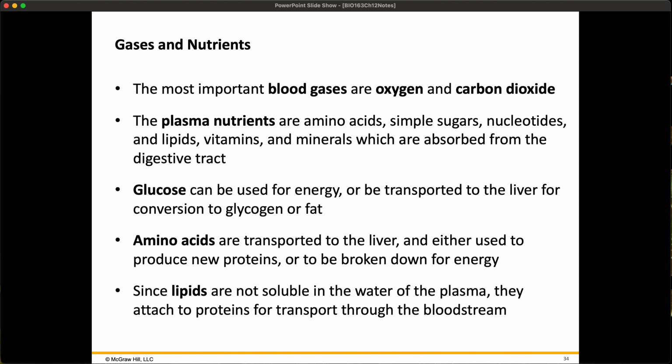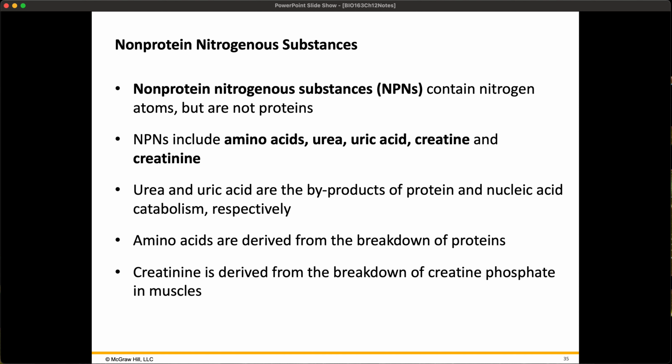We talked about that with hormone transport. Lipid hormones are going to be bound to carrier proteins, those globulins. There are also non-protein nitrogenous substances, NPNs. Most proteins are your main source of nitrogen compounds, but there are some other nitrogen sources that are not proteins.